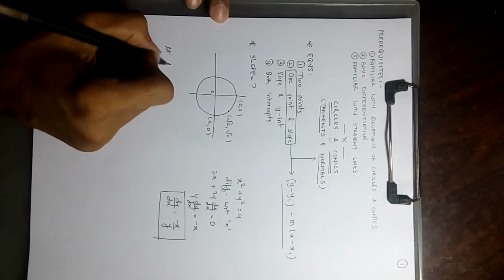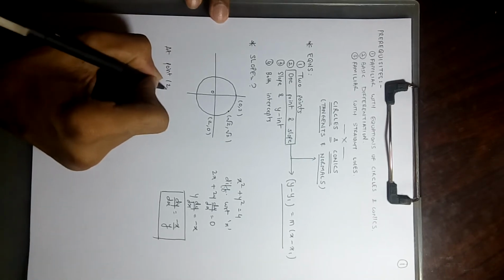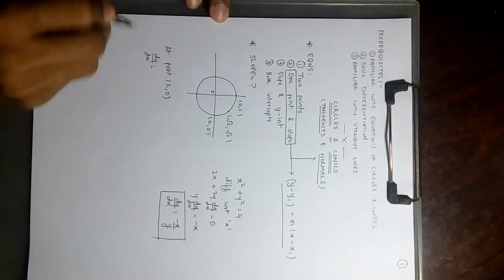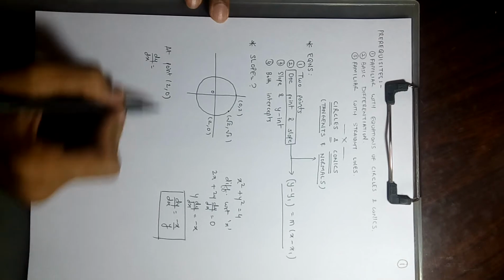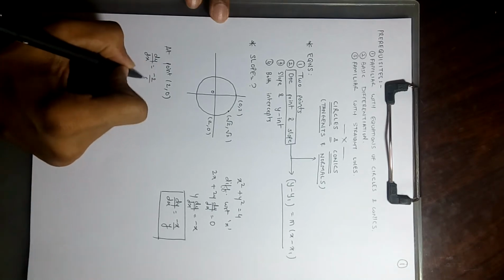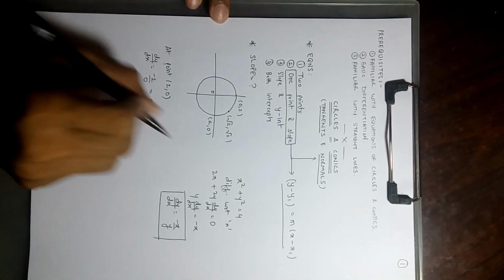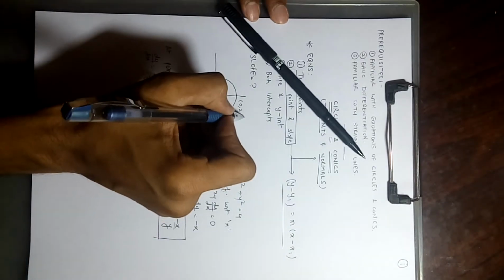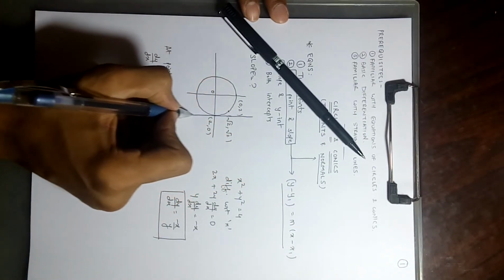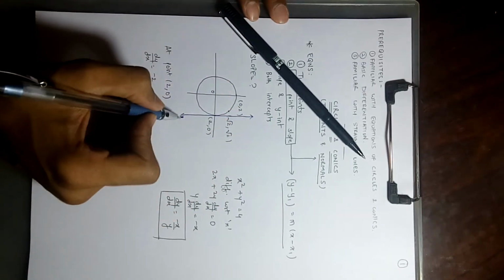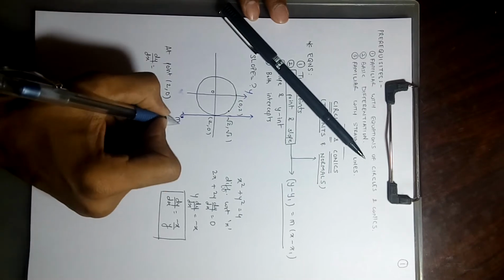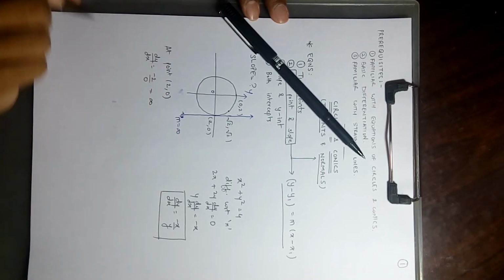I take first point at point 2, 0. What will be dy by dx? Minus of x upon y, right? So minus of 2 upon 0. This will be infinity. Now if I draw a tangent at this point, won't it look like this? This line being parallel to the y-axis has the slope of infinite, right?